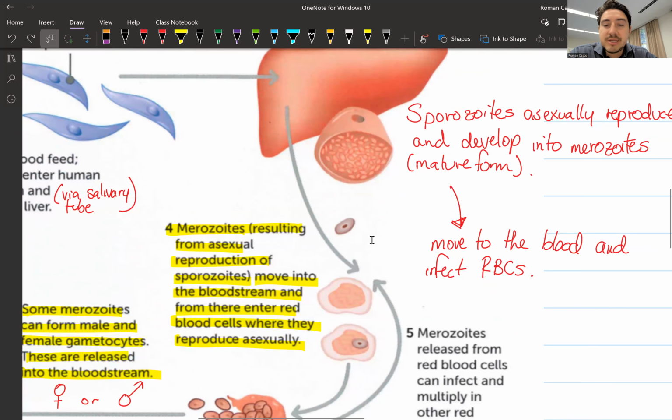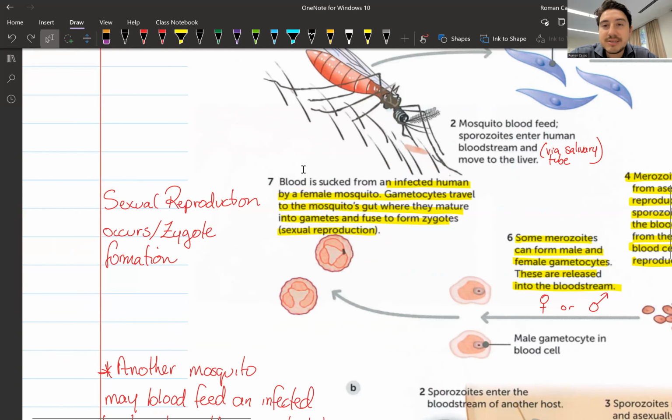You don't know if it's male or female, but since they're flowing in the bloodstream, what happens? Blood is sucked in by a female mosquito, and you have these new gametocytes coming in. This is generally from a different mosquito. So this is why sexual reproduction can occur. You're not going into the same mosquito. Another little mosquito is coming in, biting you again, and it's a whole situation going on. And that's why it's possible to get sexual reproduction occurring. Okay.